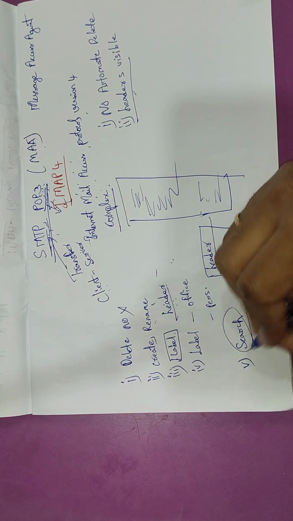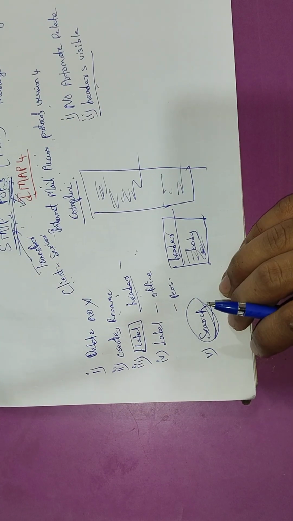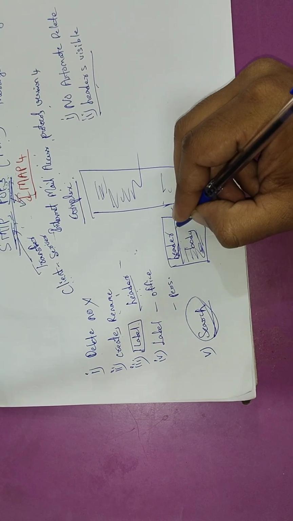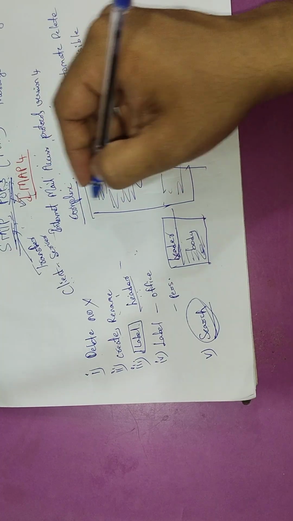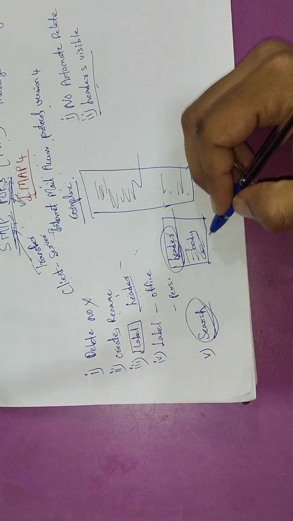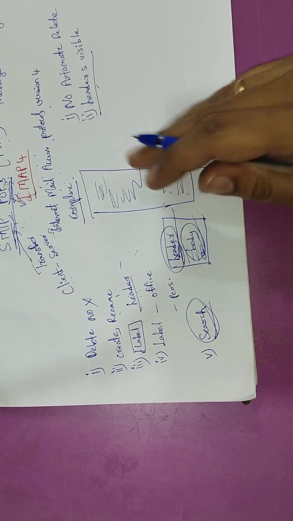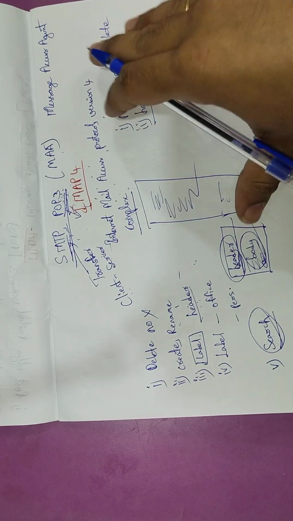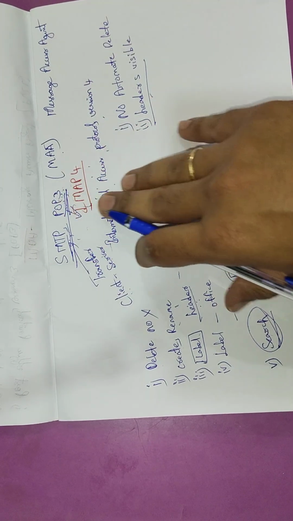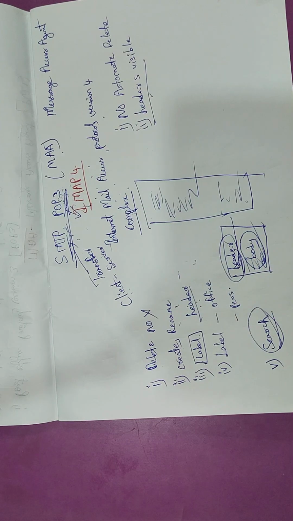And coming to the next thing, if you want to search for something, it is going to search the complete mail. In the mail, whatever data is there, it is going to check the header part and the body part. So this is about IMAP4. I hope you are clear with this concept.